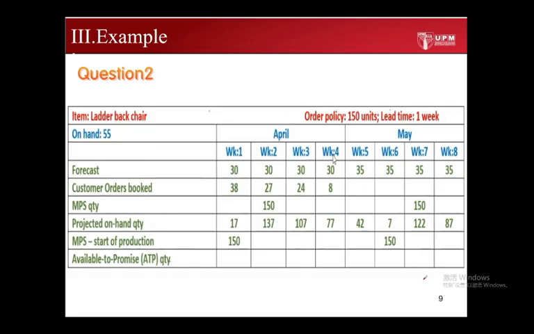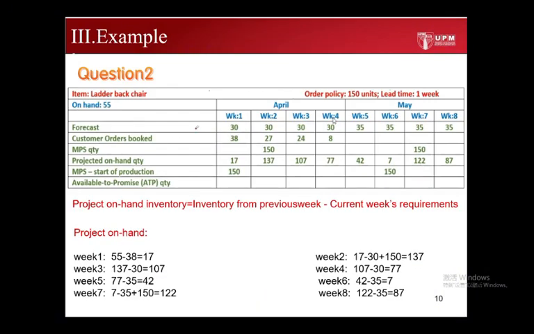Okay, let's look at another example in more detail. As you can see, this table has a forecast for 8 weeks of, let's say, 150 units, lead time of 1 week, and on hand 15. So first, we need to calculate projected on hand. We can use this formula to calculate.